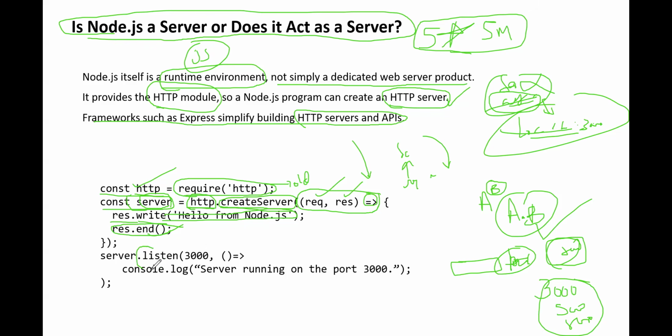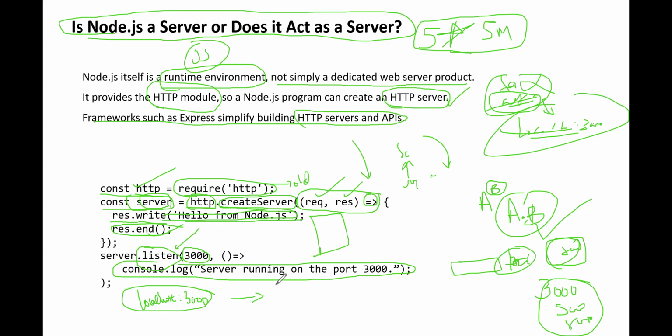So here server.listen means the server will listen to requests on port number 3000, and it will print "server running on the port 3000." This can be seen in the terminal, and in the browser we should open localhost colon port number. If you open it like this, we can see the output automatically, that is, "Hello from Node.js." This is the way of creating the server. I will show it with coding.